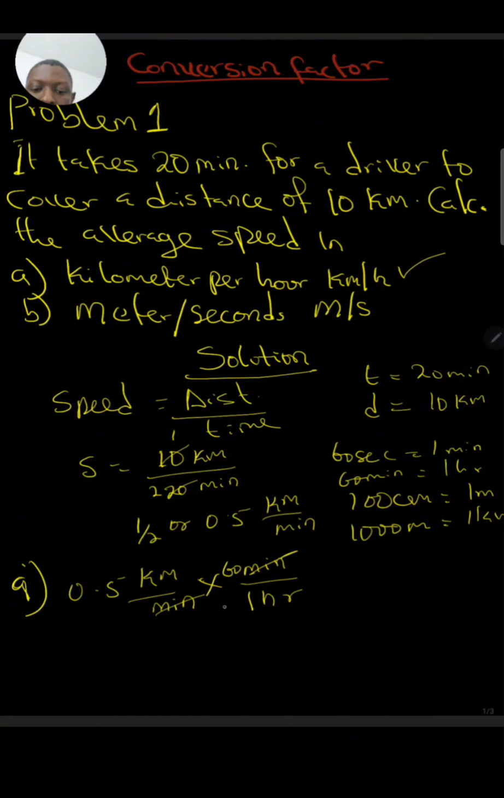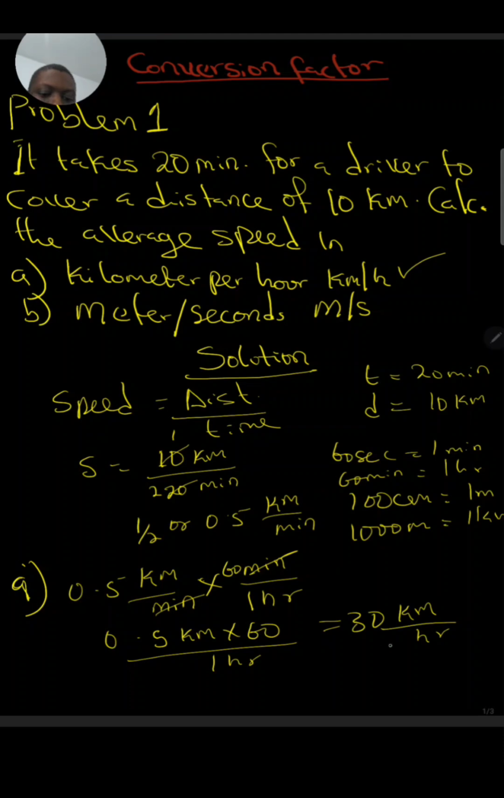So this becomes 0.5 km times 60 all over 1 hour. Now 0.5 times 60 is 30. So 30 divided by 1 is 30. So we now write our unit, kilometer per hour. You see, we have converted it, and this is the answer.